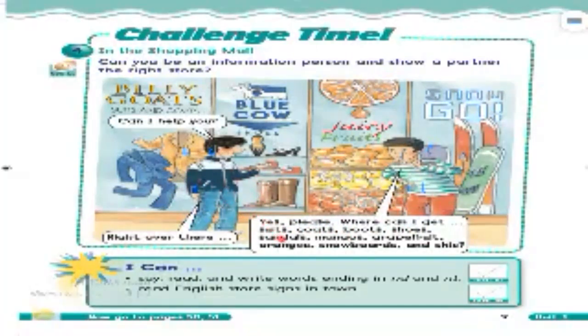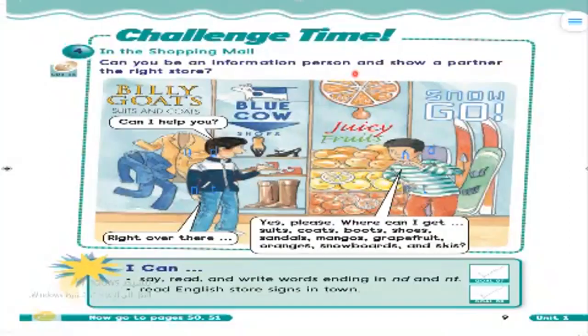For example, these things. So here we finished our Unit 1. With this lesson we have finished Unit 1. So thank you so much.